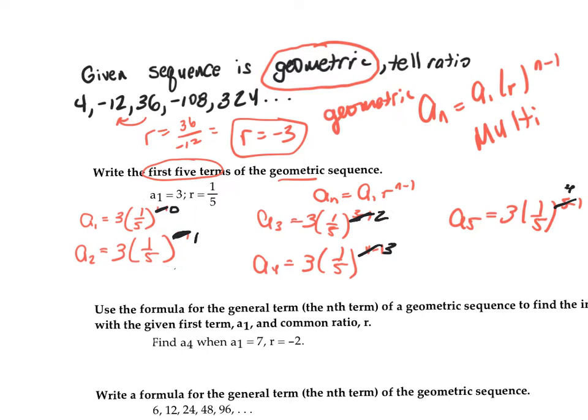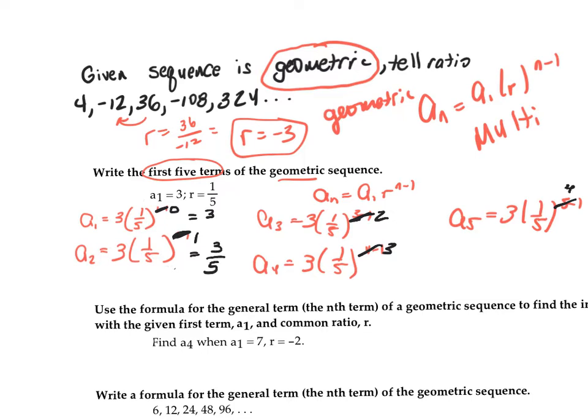Now, if your answers are in decimals, then keep them in decimals. If your answers are in fractions, answer in fractions. 3 times 1/5 to the 0 power would be 3 times 1, which is 3. 3 times 1/5 to the first power would just be 3 over 5.